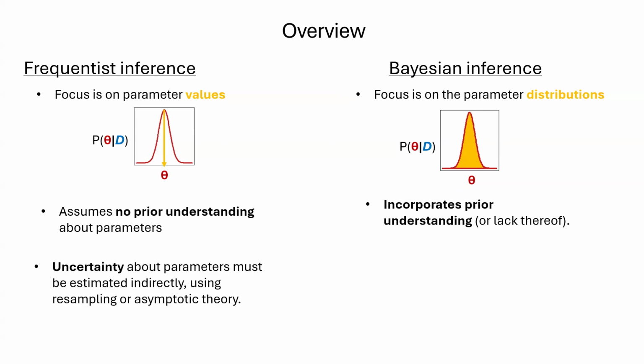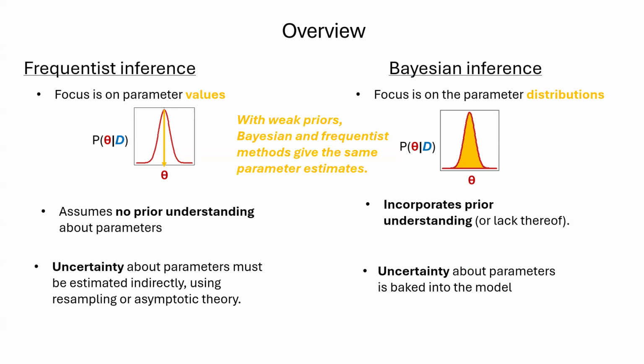And in frequentist inference, any uncertainty about those parameter estimates, you can estimate it, but it's through indirect methods that involve various assumptions or asymptotic theory. Whereas in Bayesian inference, because you're working with the entire parameter distribution, uncertainty is really baked into the model. But one important point here is that if your prior expectations are weak, and you're mainly interested in parameter values, then frequentist and Bayesian methods are going to give you the same results.